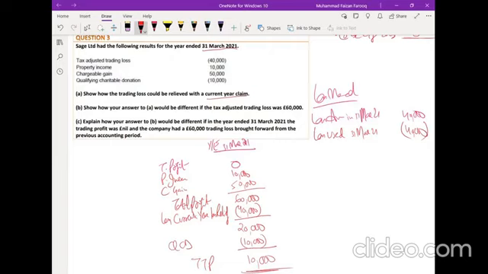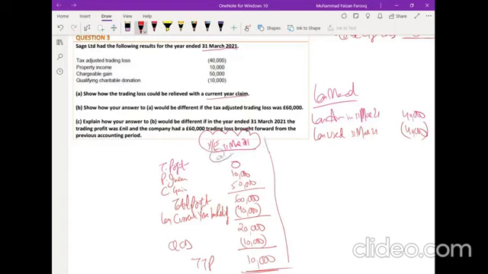So we can claim corporation tax loss relief from the current year of loss. This is allowed. This is the part A.